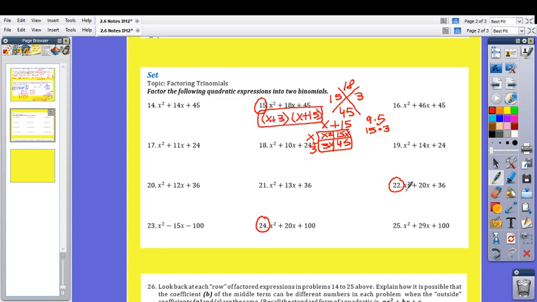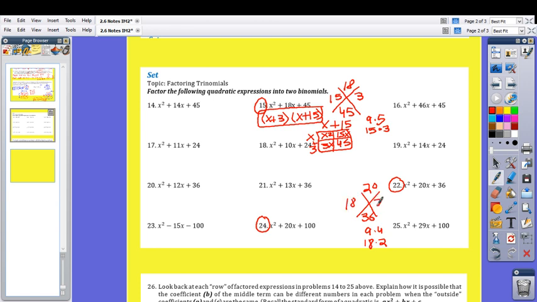Okay, let's do this one. So here we have 36 and 20. So the two factors of 36 that we need to figure out. So let's try 9 times 4 is 36, but if you add them you don't get 20. But if you do 18 times 2, that gives you 36, and then if you add them you get 20.